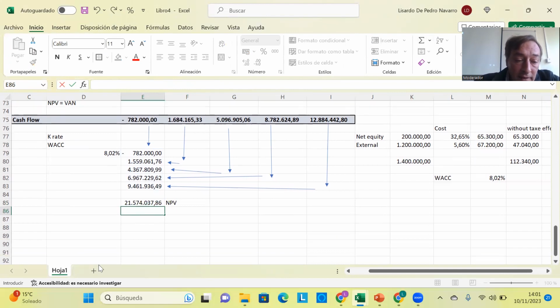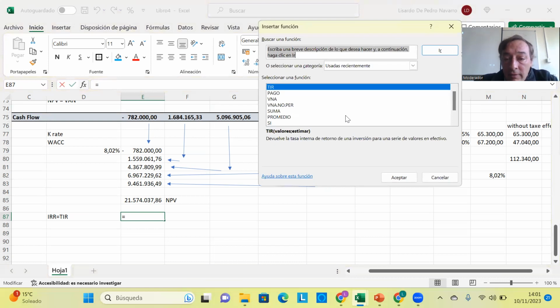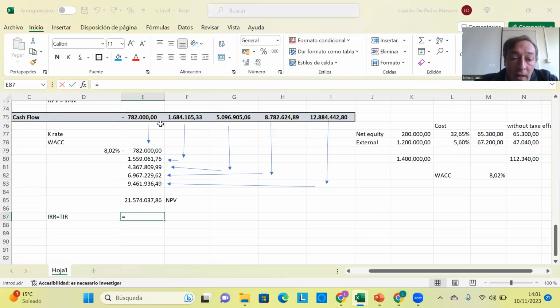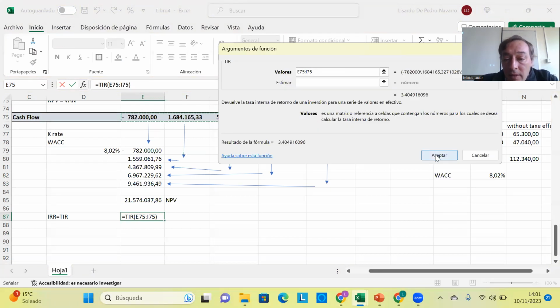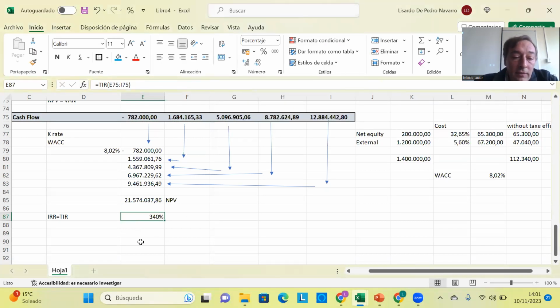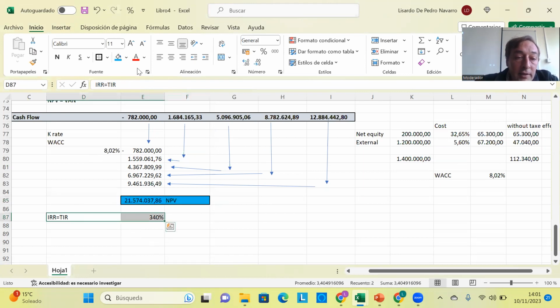Great. And finally, we are going to calculate the IRR, that we call TIR. So the TIR is going to be, here we call the function TIR, and we say that we are going to calculate the TIR of this element. So we say, this is the TIR of this project. So here we have the net present value, and here we have the TIR.